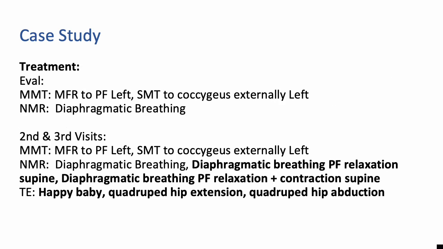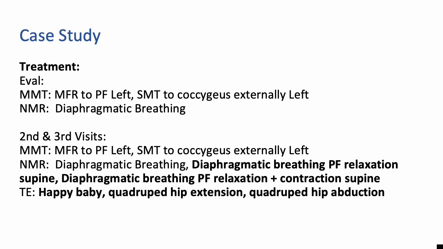So on to treatment. During the eval, I did a little bit of myofascial release to her pelvic floor. And then I did some external, it was actually instrument-assisted soft tissue massage to the coccygeus externally. And then we did diaphragmatic breathing. When she came back, she said that she thought the breathing helped significantly with her pain.